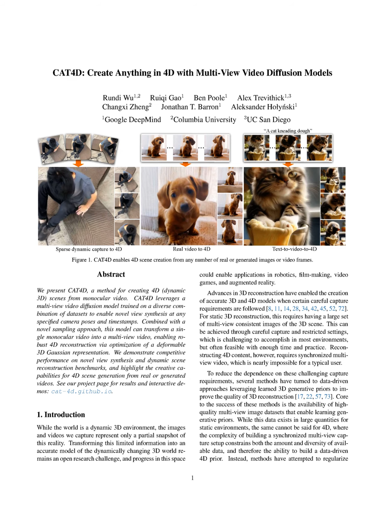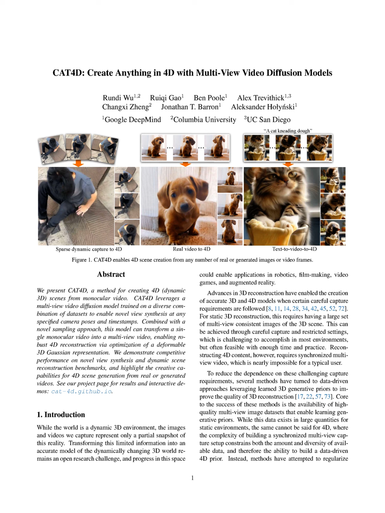CAT4D is validated through a series of experiments that assess its performance on various tasks, specifically focusing on its ability to generate images at novel viewpoints and times, perform sparse view static 3D reconstruction, and execute 4D reconstruction from monocular videos. The experimental design involves using the NSFF dataset, which contains synchronized camera data for dynamic scenes, and the DyCheck dataset, which includes challenging real-world video sequences.